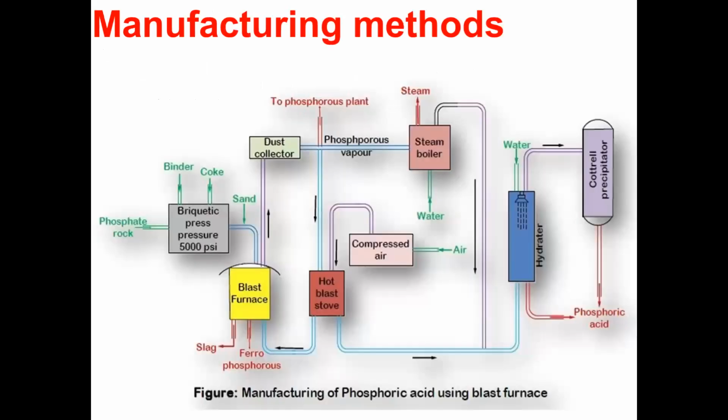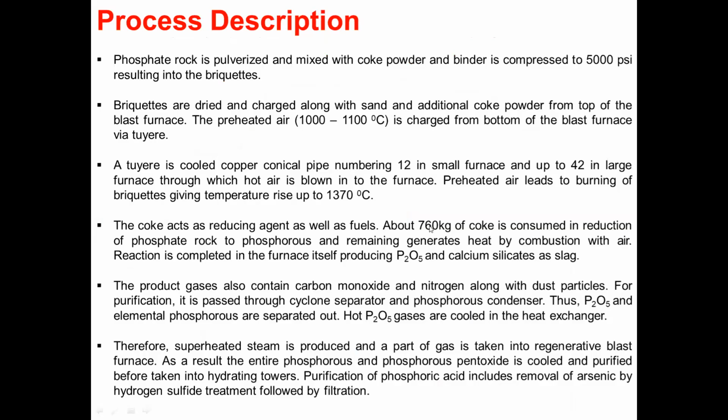This is a manufacturing PFD in which all the raw materials like the phosphate rock, binder, coke, everything is put here, and it is pressed under a pressure of 5000 psi. Then it is subjected to the blast furnace where sand is also added. From the blast furnace, you have a dust collector here, and from the dust collector you send the phosphorus vapor to a steam boiler. From there it is condensed or hydrated, and it is collected here in the form of phosphoric acid by precipitation. Okay, so the description is given here, you can read through it.